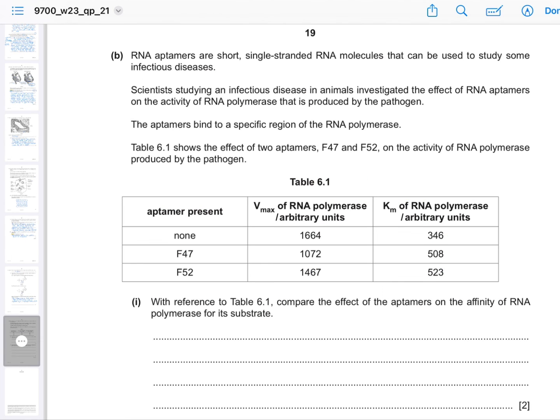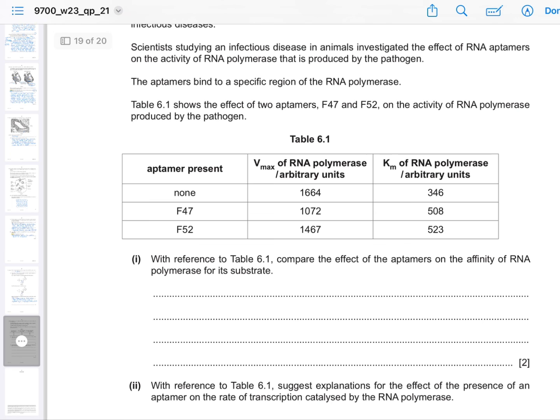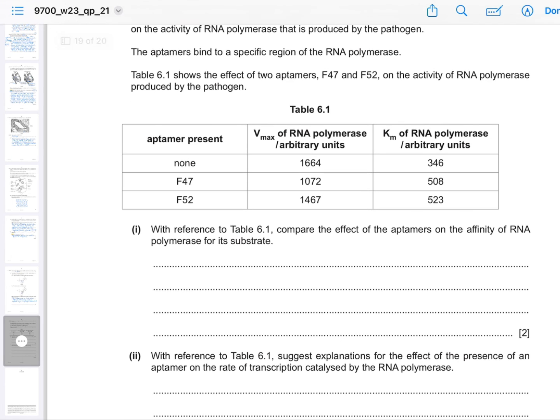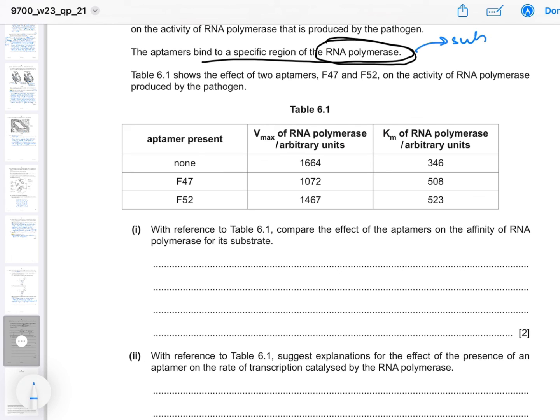B. RNA aptamers. Aptamers are short single-stranded RNA molecules that can be used to study some infectious diseases. Scientists studying an infectious disease in animals investigated the effect of RNA aptamers on the activity of RNA polymerase that is produced by the pathogen. The aptamers bind to a specific region on the RNA polymerase. So already you're looking at a molecule that binds to a specific region of an enzyme. This should get you thinking about the different kinds of molecules that can bind to an enzyme, which is a substrate or an inhibitor.